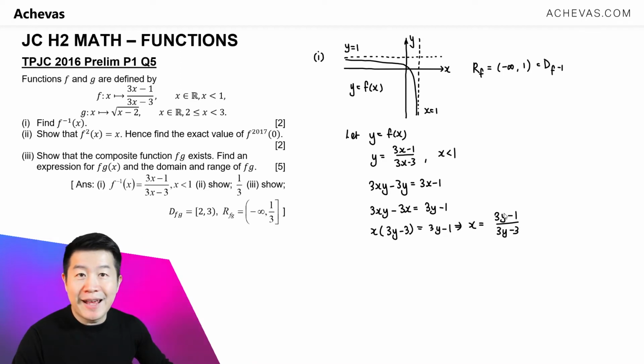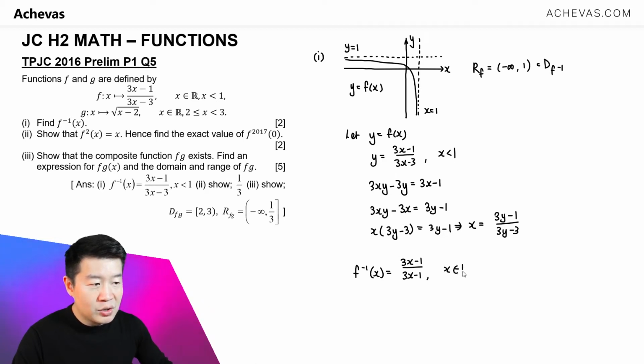So making x the subject is going to be this divided by 3y minus 3. So this will give us the expression for f inverse. So f inverse x will have an expression. I'm going to replace all the y here by x. It is going to be 3x minus 1 divided by 3x minus 3, such that x belongs to all real numbers for x to be strictly less than 1. So I have my f inverse here.